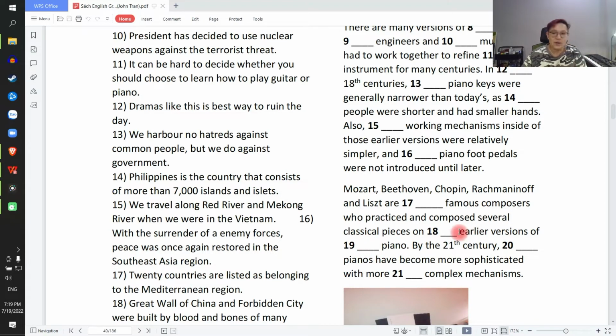But 18, well, there's no article, because we want to talk about earlier versions in general.